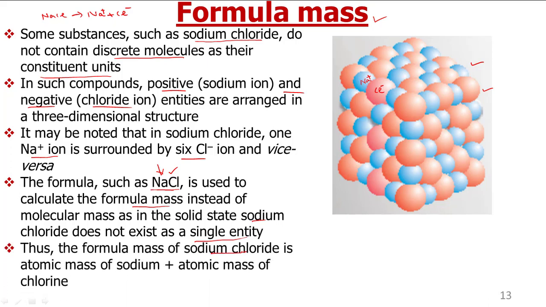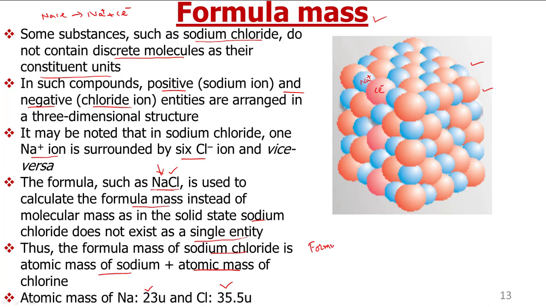The formula mass of sodium chloride is atomic mass of sodium plus atomic mass of chlorine. So the atomic mass of sodium is 23 U and chlorine is 35.5 U. So formula mass is used when there do not exist discrete molecules and we calculate the molecular mass from the formula. So formula mass of NaCl is equal to atomic mass of sodium 23 plus atomic mass of chlorine 35.5. So it is 58.5 U. This is the formula mass of NaCl.